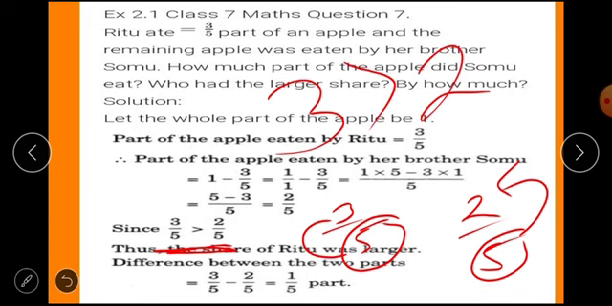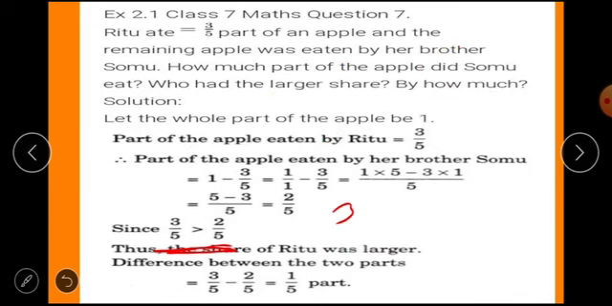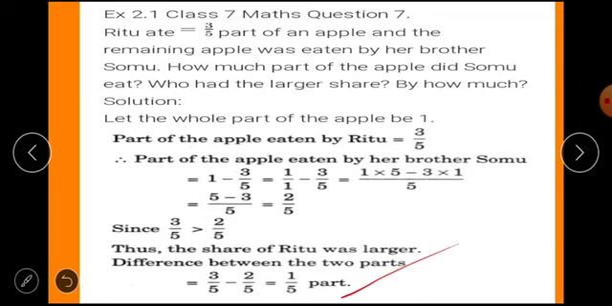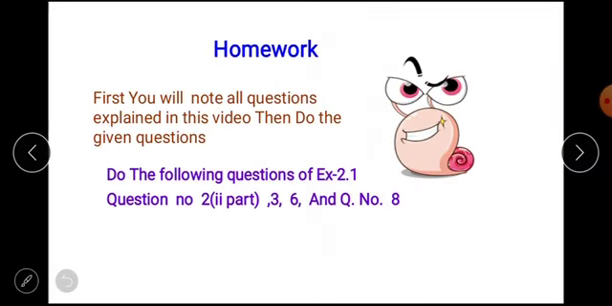So you can calculate by how much the share is larger. So you can find the difference. Difference means Ritu's part, that is 3 by 5 minus 2 by 5. LCM will be 5 and 3 minus 2 is 1 by 5. So thus the share of Ritu was larger and the difference between the two parts will be 1 upon 5, student. Hope it is clear, all the questions of this exercise.